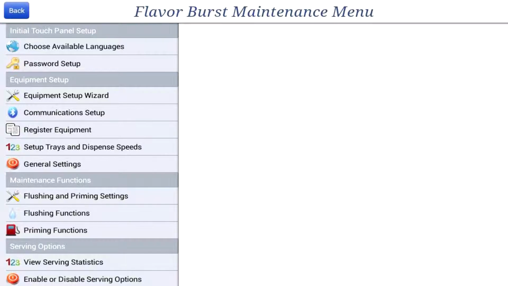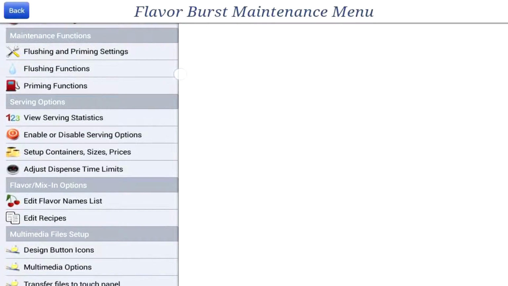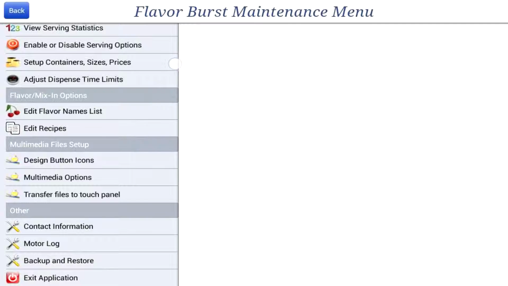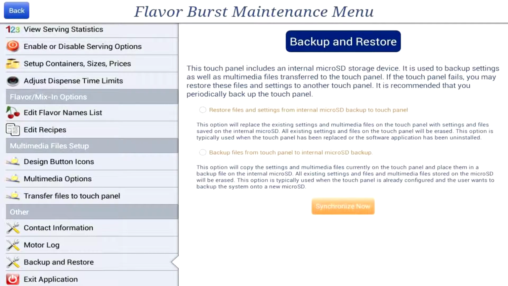If you have just added a microSD card to a touch panel, you can restore the files from the microSD card to the touch panel. On the Backup and Restore page, just press the button next to Restore Files and Settings from Internal microSD Backup to Touch Panel, and then press the Synchronize Now button.